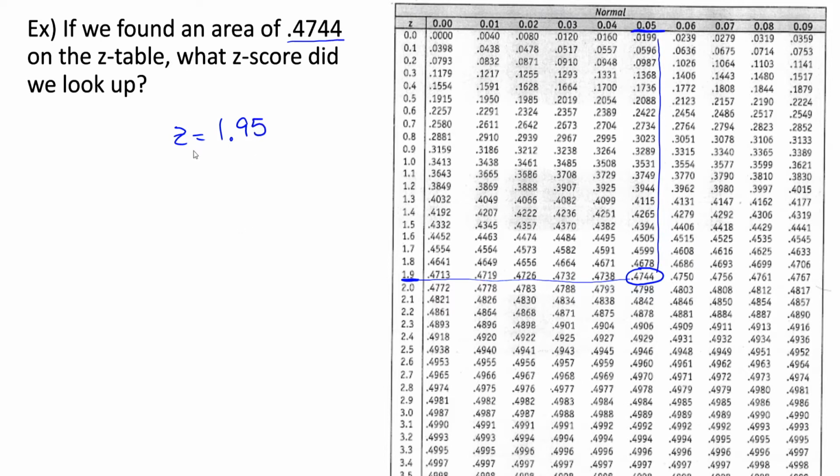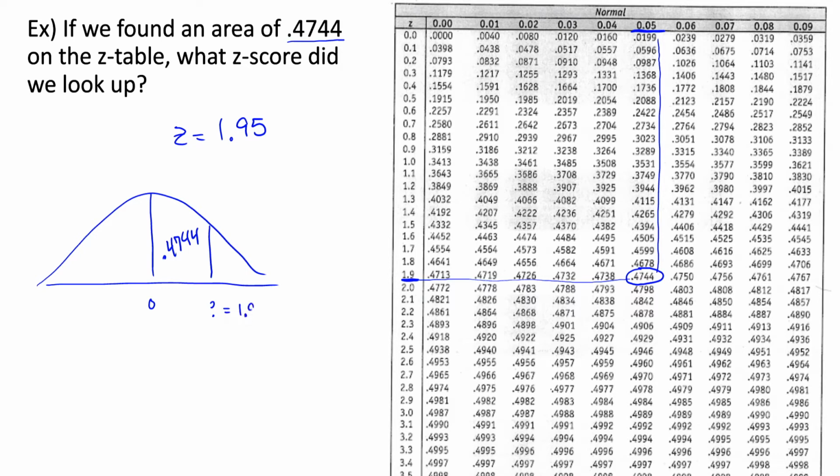So if we were to look up z equal to 1.95, we have 1.9, and then we go over to 0.05. This is the area we would get. So if we had been told in a problem we had the amount of area between 0 and some mystery z-score equal to 0.4744, we could use this technique using the tables to see that this z-score is equal to 1.95.